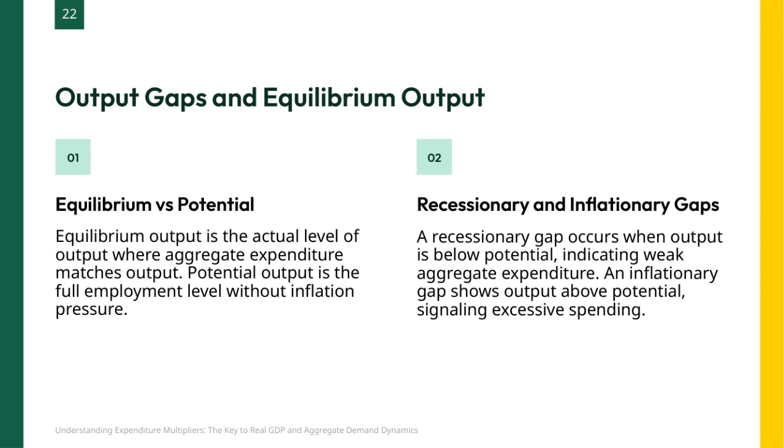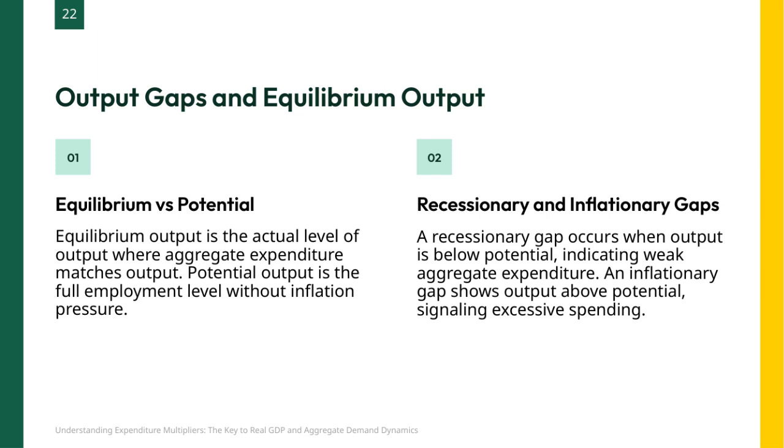Here, we're looking at the concepts of equilibrium output and potential output, as well as the different types of output gaps that can occur in an economy. First, equilibrium output is the actual level of output where aggregate expenditure equals output. This means that the total spending in the economy matches the total production at this point.